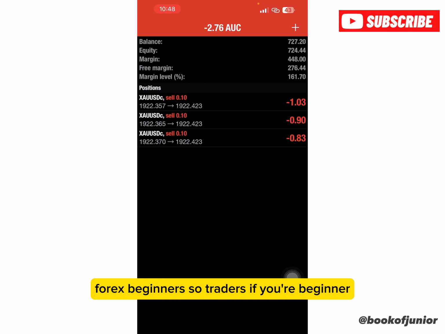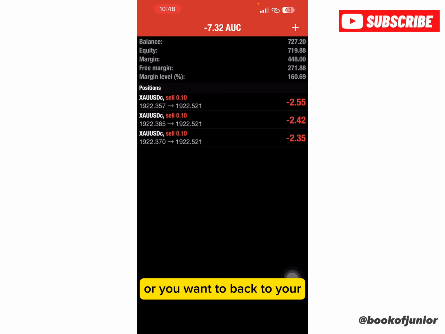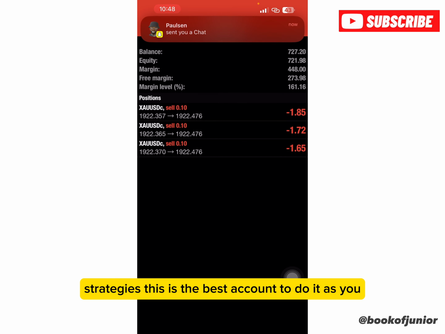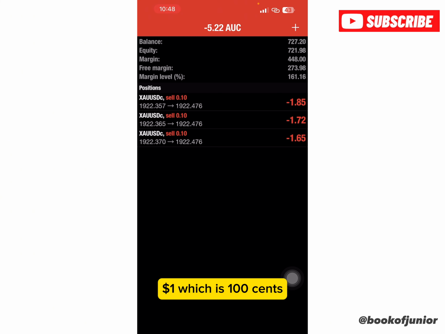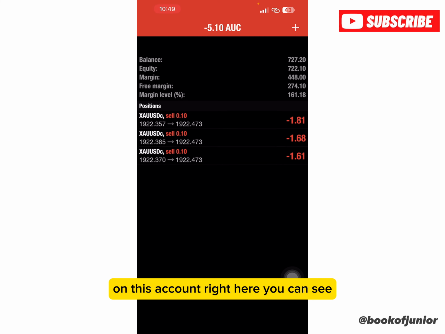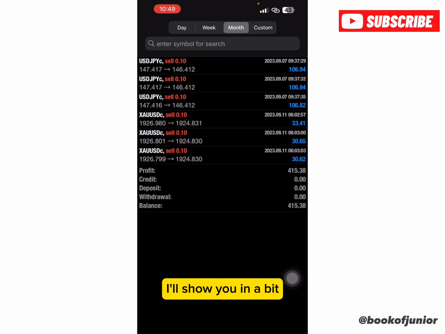So traders, if you're a beginner trader and you want to learn how to grow your account, or you want to backtest your strategies, this is the best account to do it, as you can see. I'm going to be showing you. I deposited $1, which is 100 cents, on this account. Right here, you can see.